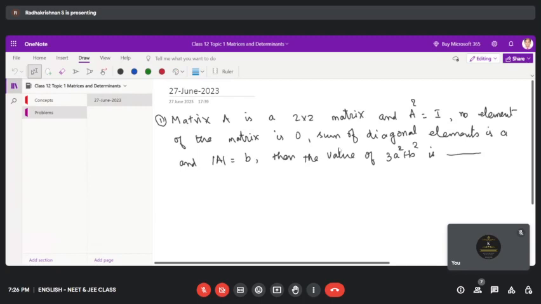Half of it you know. Okay. So anyway, I will show some IIT problems so that you can go practice and focus. Let us try to do this problem. This is from last JEE, April JEE. Matrix A is a 2 by 2 matrix and A square equals I.